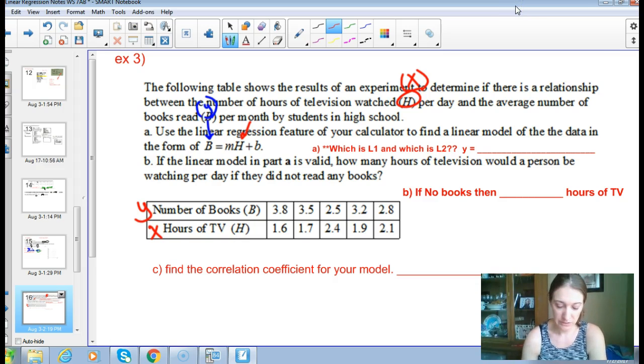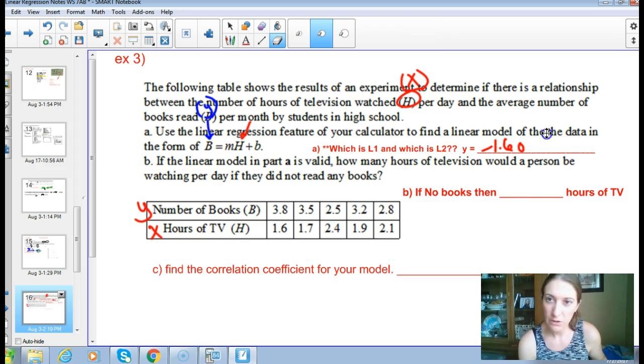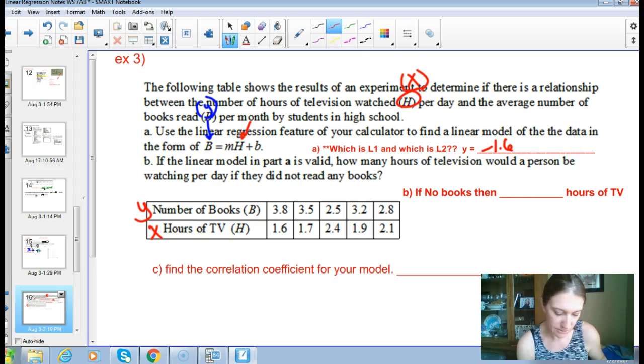So the question is, the first one said which is list 1 and list 2. That was like the other teacher being super nice to you and making sure that you had the right input and output. And the equation was negative 1.6. I don't know if it said where to round. So for the sake of writing, let's just go to the hundredth place: negative 1.61x plus 6.28.